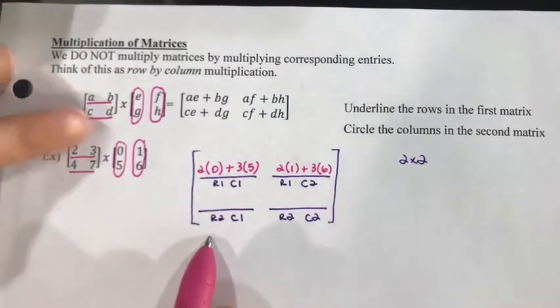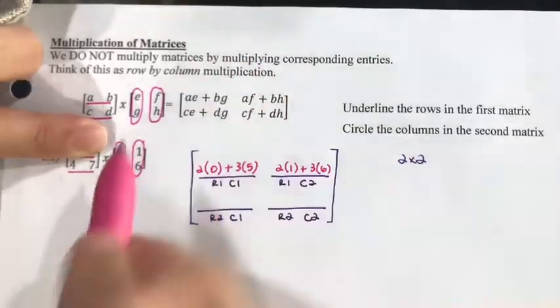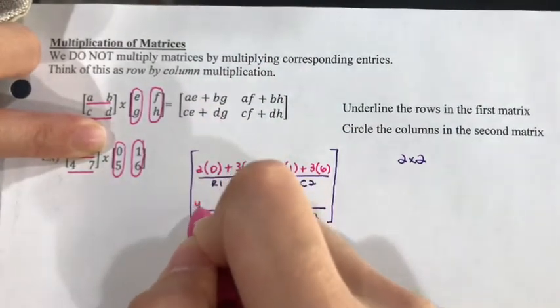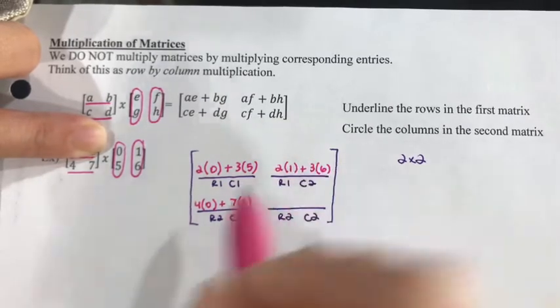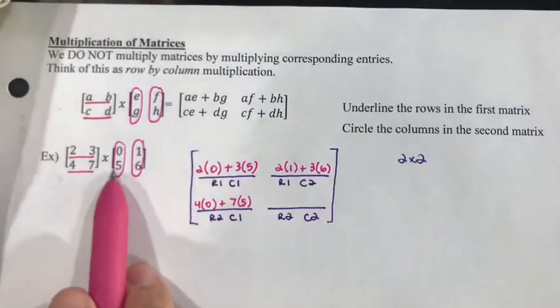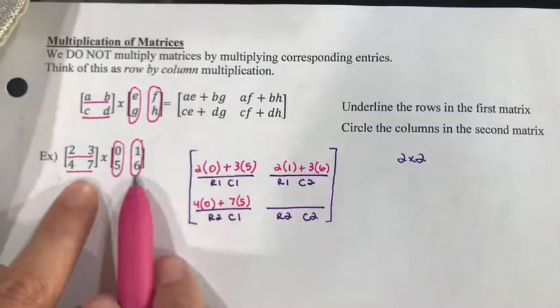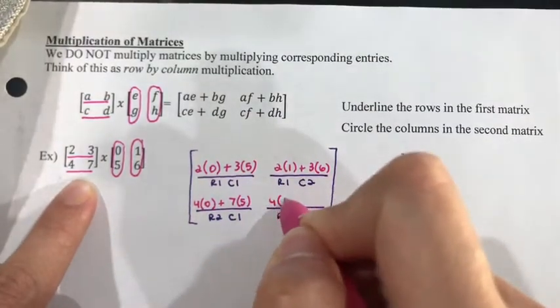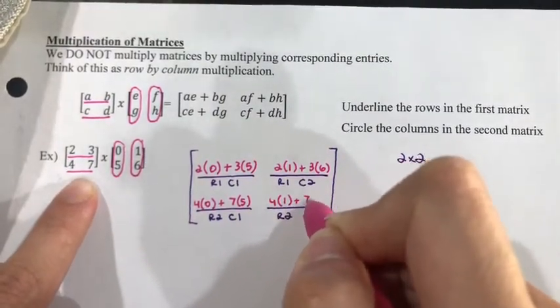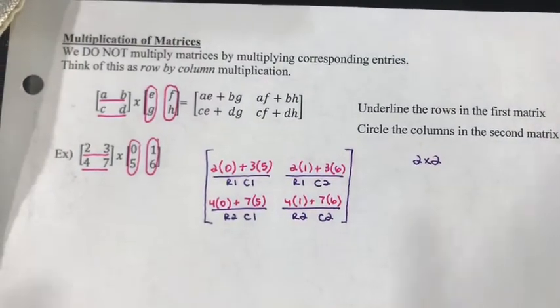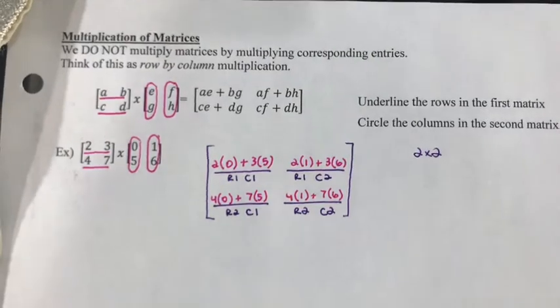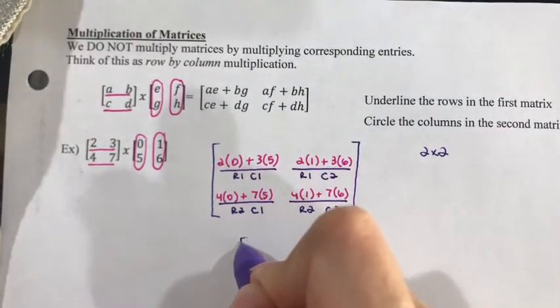All right, now we're down to the second row and the first column. So I've got 4 times 0 plus 7 times 5. And now second row, second column, 4 times 1, 7 times 6. And the last thing we would have to do is just simplify all of those products.